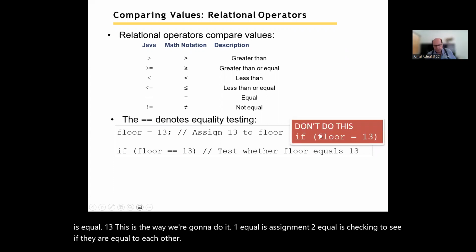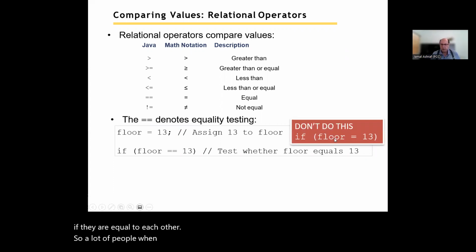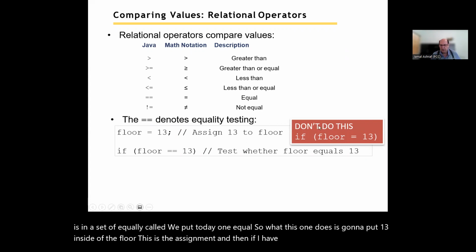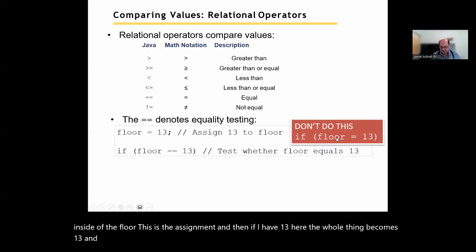So a lot of people, when they start writing code, this is the common mistake that we all make: instead of double equal, we put the one equal. So what this one does is put 13 inside of the floor. This is the assignment. And then if I have 13 here, the whole thing becomes 13, and that becomes a true statement all the time. So don't do this.